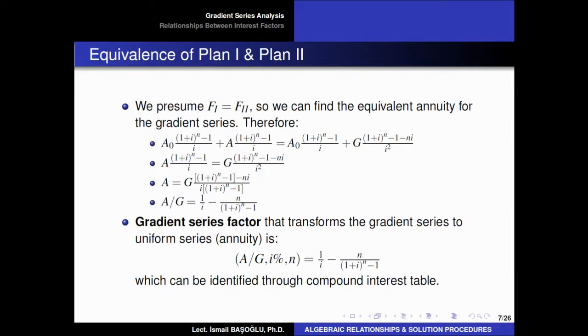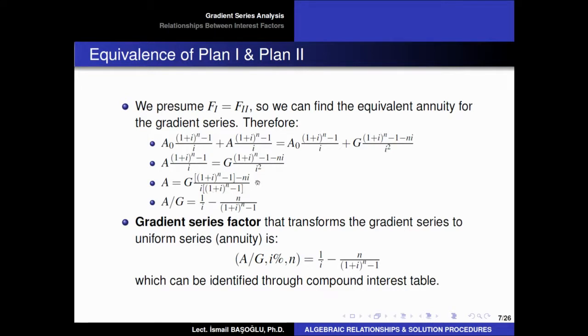So if you do not want to pay in a gradient series of cash flow, and if you want to pay in a uniform series of cash flow, this is how you are going to convert your gradient amount into the uniform payment amount: by multiplying the G with 1 plus i to the power n minus n i over i times 1 plus i to the power n minus 1.